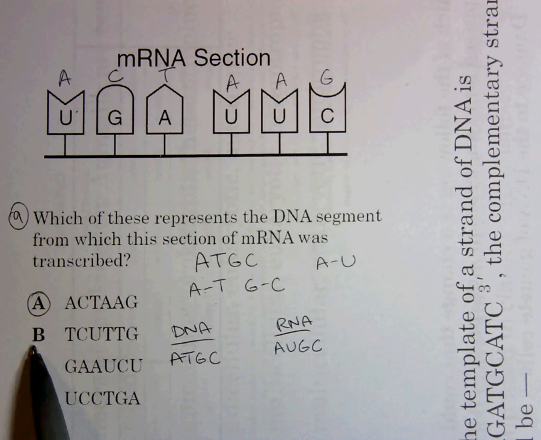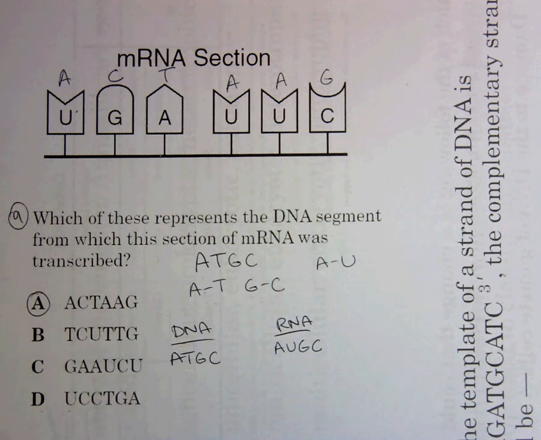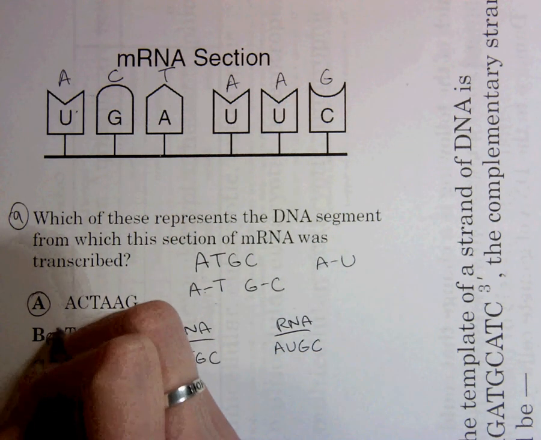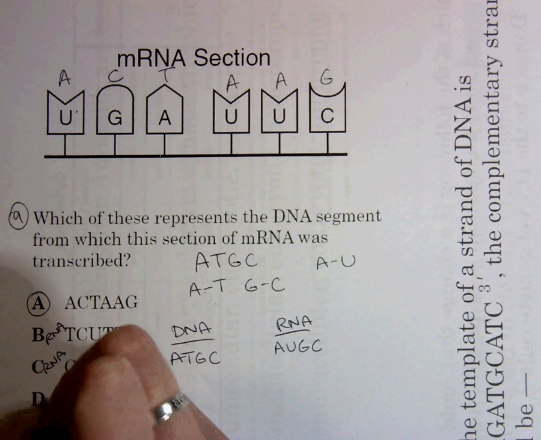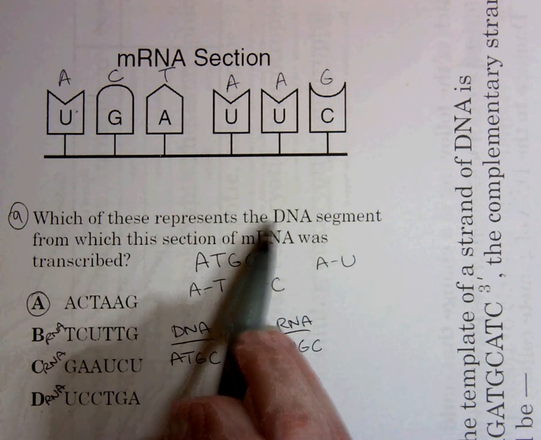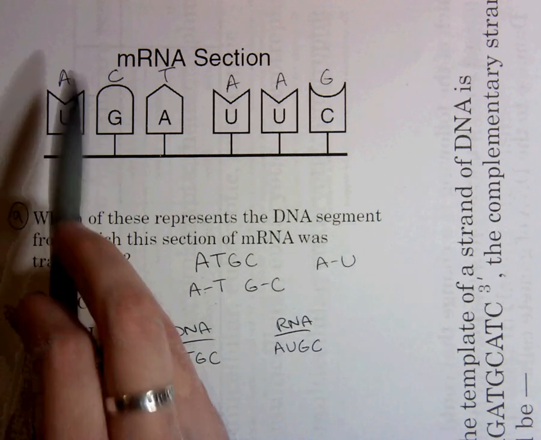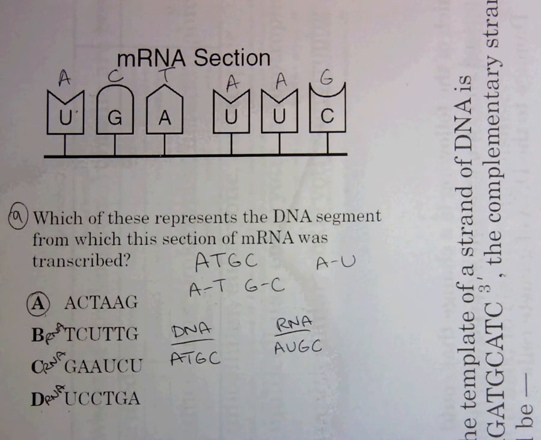Look at B, C, and D. They all have U's in it. So if I see a U, a U, a U, I know that these are RNA codes, not DNA codes. And it asks, which of these represents the DNA segment? So I know that my answer choice has to be A, even without figuring out the actual code.